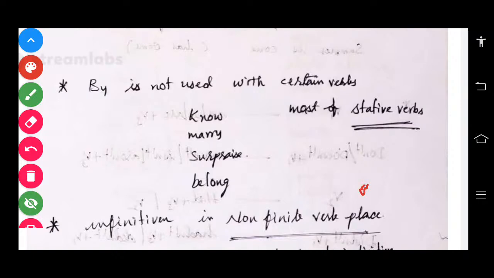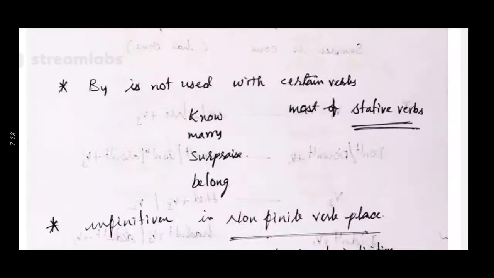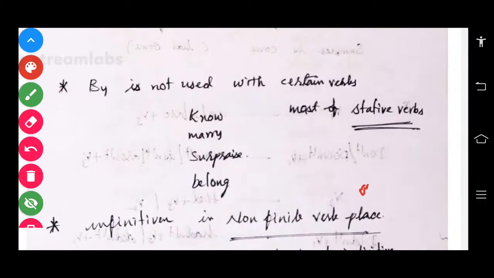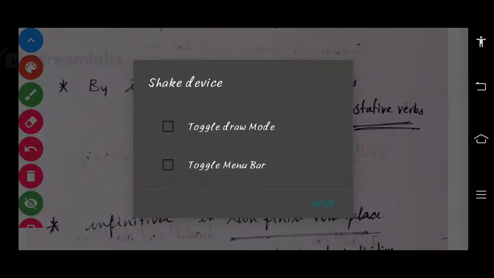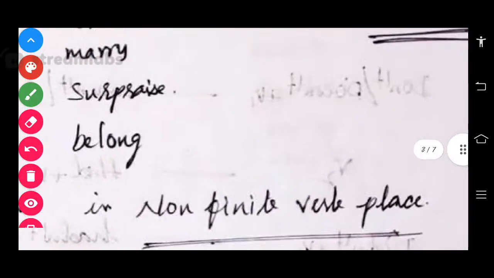When we find stative verbs in an active sentence, while making the sentence into passive, the verb should not be followed by "by". Instead of "by", we have to use a suitable preposition. For this, I'll give you a small example to make you understand well.